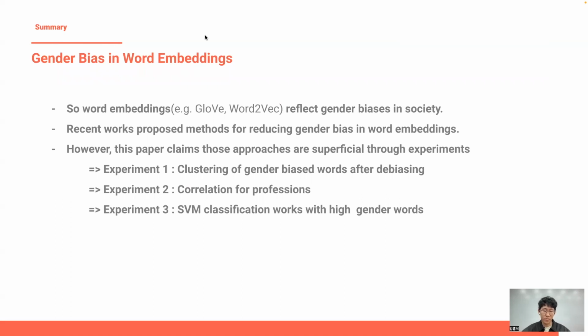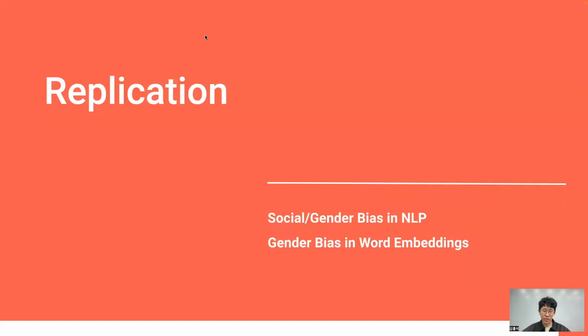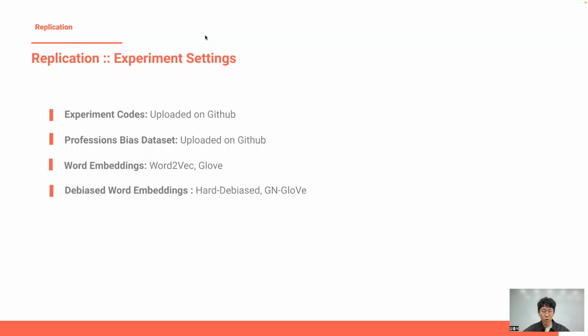The paper conducted 5 experiments, of which we replicated number 1, number 3, and number 5. Most of the resources and codes are accessible. We installed and imported those original and biased embeddings and the codes. Since the libraries have been updated, we corrected several things.